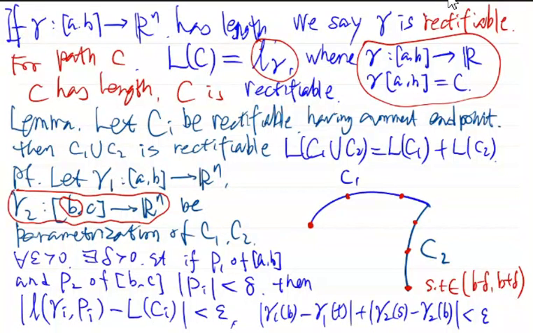Because if s and t belong to the interval b minus delta, b plus delta, then the distance from t to b and s to b will be less than delta. Therefore, the distance from gamma 1 b to gamma 1 t will be very small, and the distance from gamma 2 s to gamma 2 b will also be very small. We can require their sum to be smaller than epsilon.